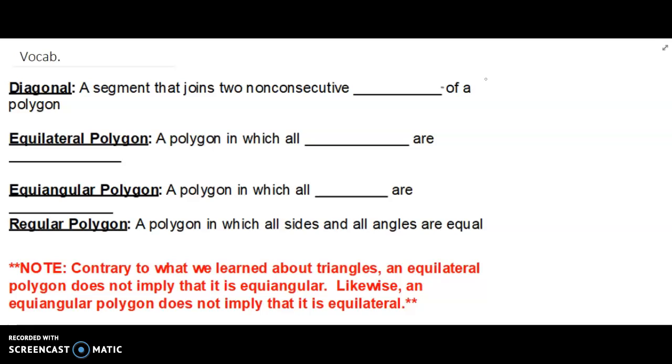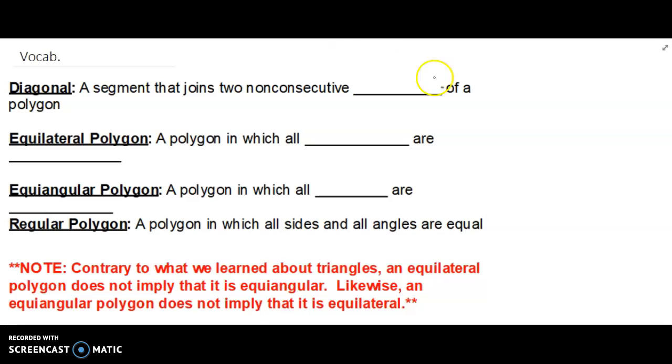Quadrilaterals aren't really that special. Special quadrilaterals like rectangles and rhombuses and squares and trapezoids and kites and things like that, and the properties that go along with them. All right, so as we start this, we need a few vocabulary words.